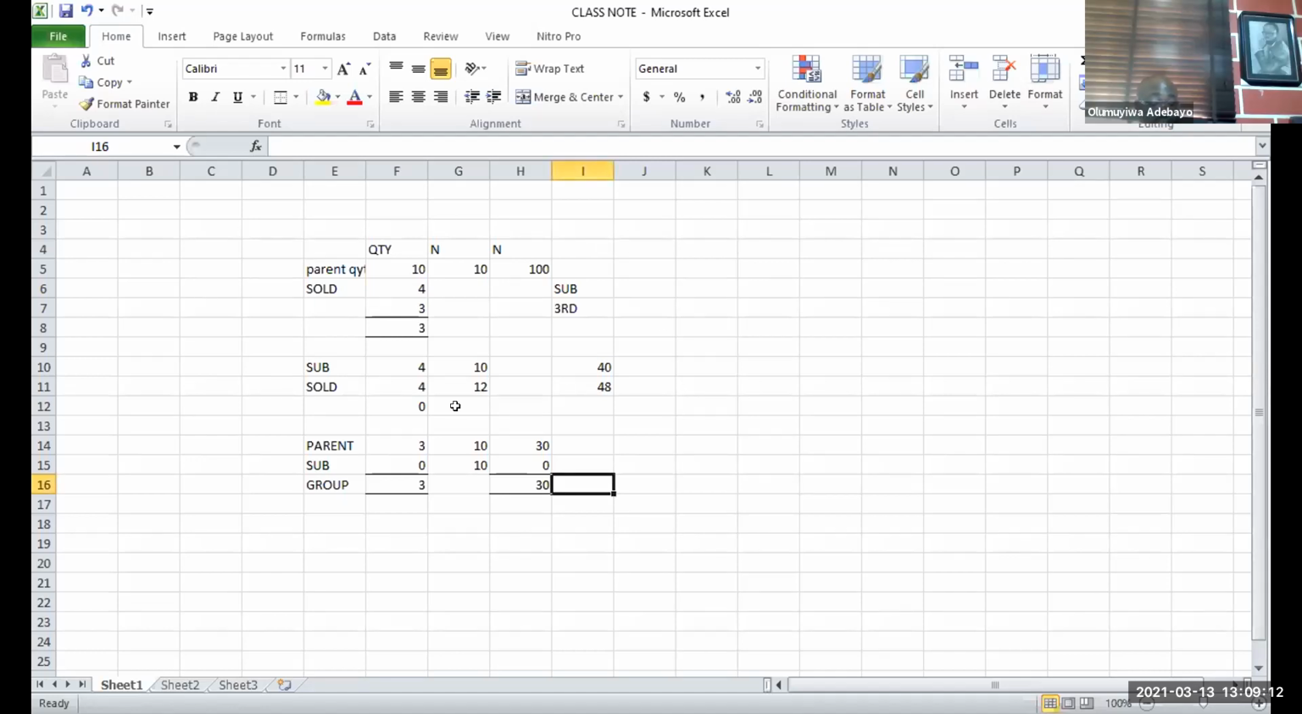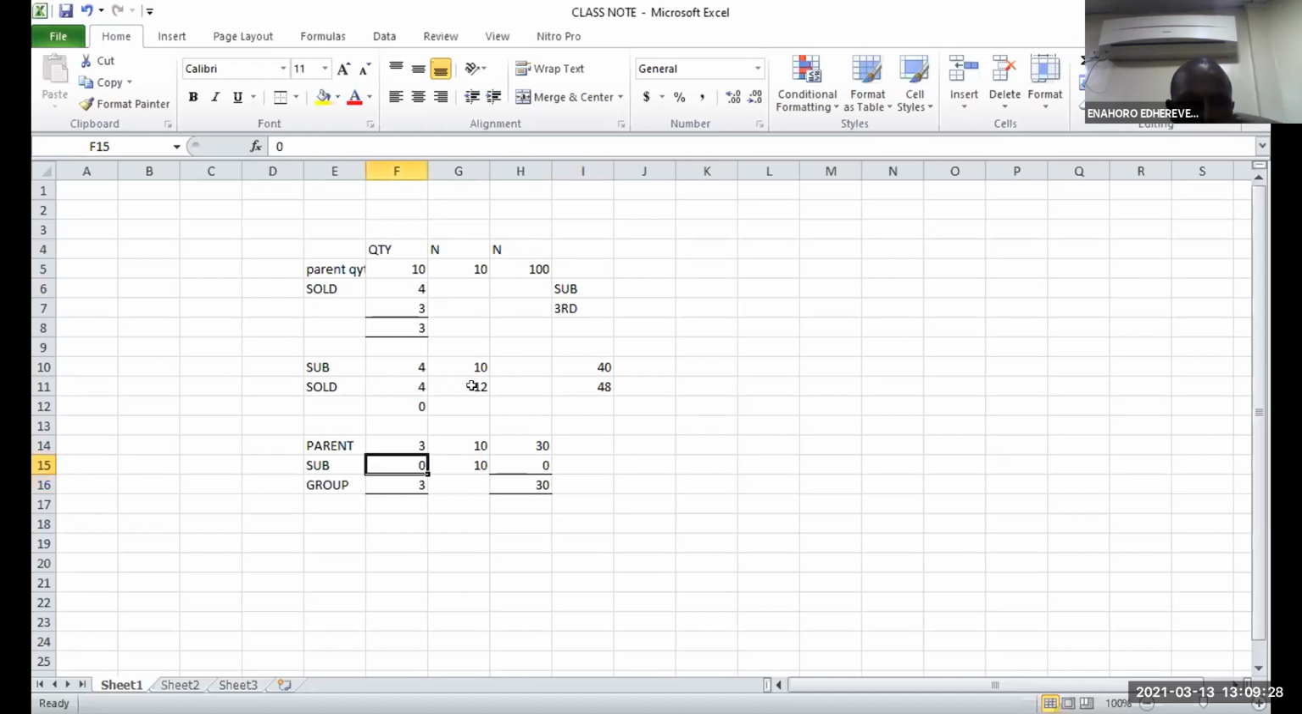Yes. Okay. So parents sold the 4 to the sub for 11 naira. It doesn't make any difference because the sub actually sold the 4. The sub bought 4 from the parent, but it has sold all. So it doesn't make any difference to the group total. Okay, thank you very much. Okay, let me now share my screen.